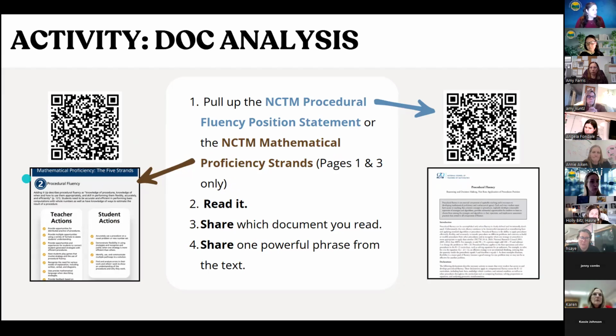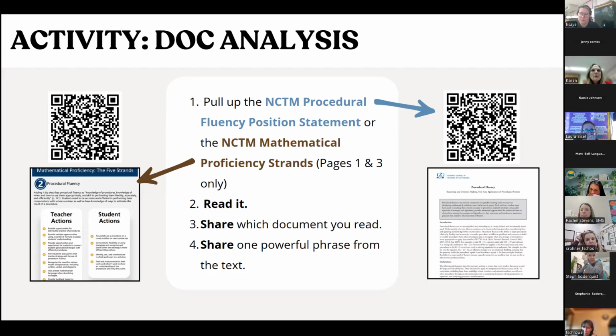So Michelle just dropped both in the chat. I would like to ask you to pick one of them, and I'll give you a few minutes to look it over and read it and highlight, copy, and paste a statement that really stood out to you into the chat when you're done.